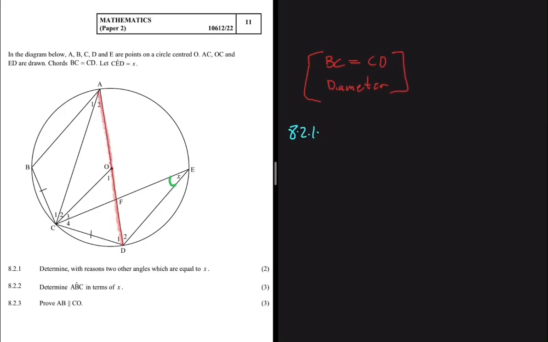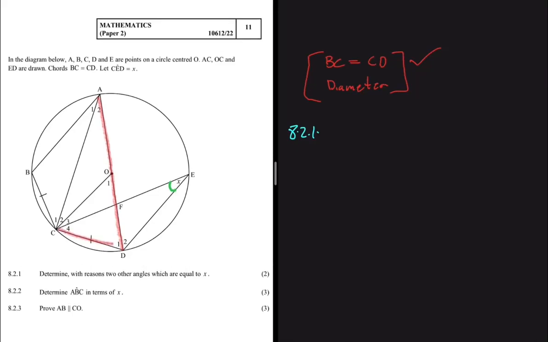We are told by the first keyword that chord BC is equal to chord CD, and we know full well that equal chords subtend equal angles. So you can see here that chord CD subtends x. Chord CD is equal to chord BC, and chord BC subtends A1. Equal chords subtend equal angles. So what are we saying now? We're saying that angle x is equal to A1, and the reason is that equal chords subtend equal angles.